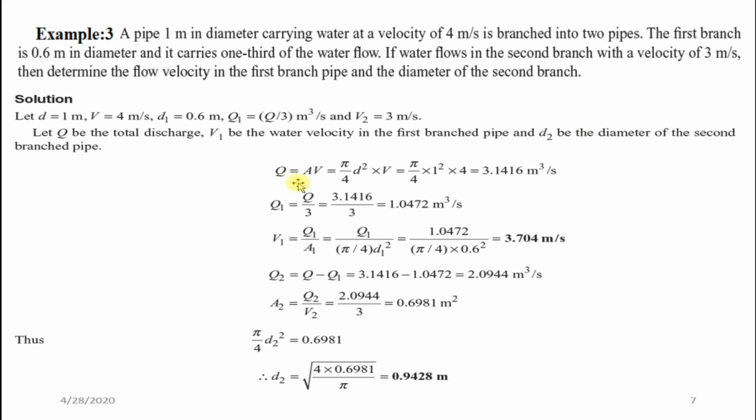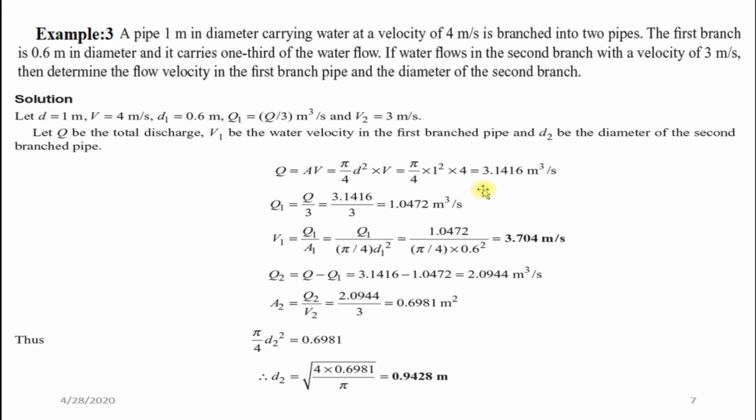Discharge Q is equal to area into velocity. A1 v1 equal to A2 v2. Finally, area into velocity is the equation. We have area, that is pi by 4 into d square, because the pipe having 1 meter diameter they have given. This is not d1. Please see the problem. A pipe 1 meter in diameter. So diameter is 1 meter, then velocity 4 meter per second.